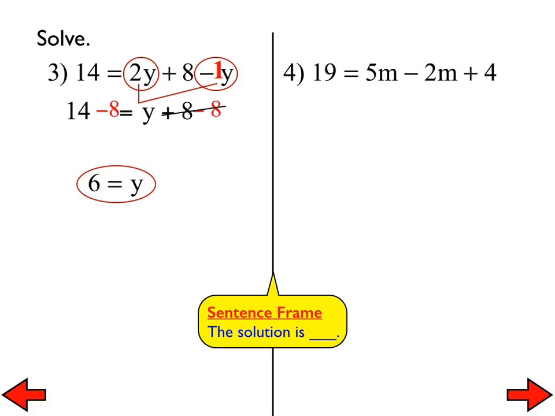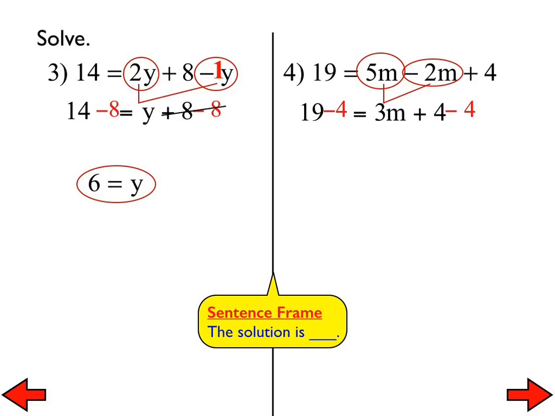I heard lots of good things as I was walking around the room. First thing we need to do is combine like terms. I realized that some of you, as I was walking around and watching, took the 5m minus 2m plus 4 and moved it to the left side. You took the 19 and moved it to the right-hand side. That is fine. I'm going to leave it the way it is. Combining like terms would then simplify to 19 equals 3m plus 4. If you did it the other way, you have 3m plus 4 equals 19.